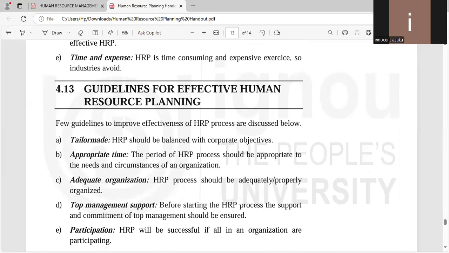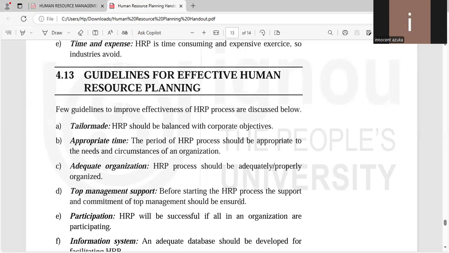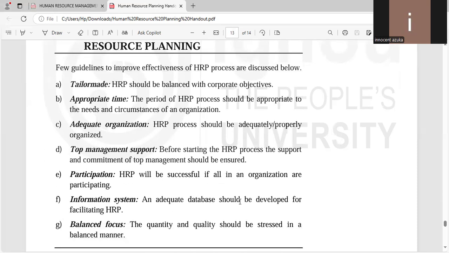So there are guidelines for effective human resource planning. It should be tailor-made and balanced with corporate objectives. We have the appropriate time: the period of the human resource plan should be appropriate to the needs and circumstances of the organization. We have adequate organization: the human resource process should be properly organized.